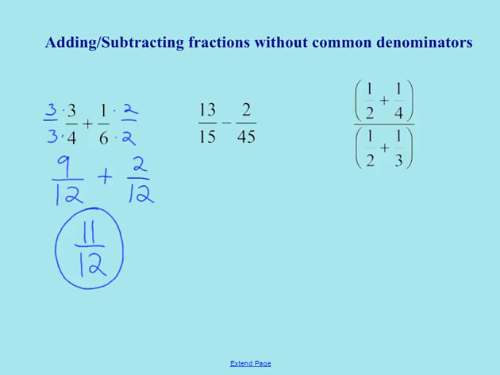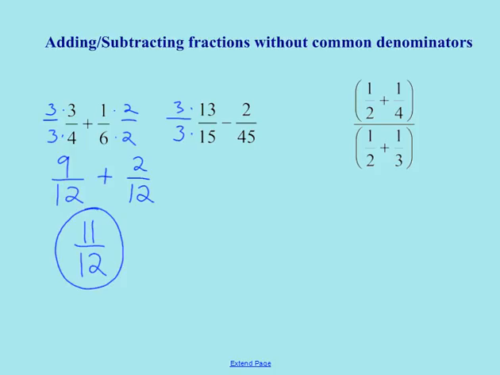Second example, 13/15 minus 2/45. Think of a common denominator. Well, it just so happens that 15 goes into 45. So 45 can be our common denominator. We will not have to change the 2 over 45 because it already has the common denominator. How do we make 15 into 45? We multiply it by 3. So we're multiplying 13/15 by 3 over 3.